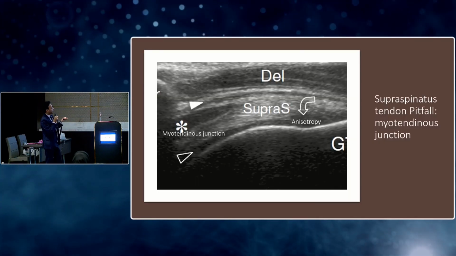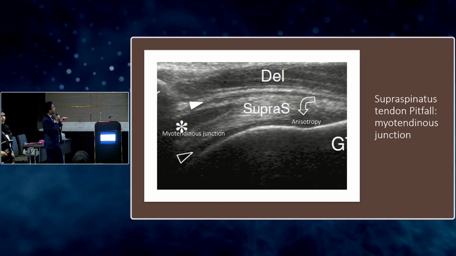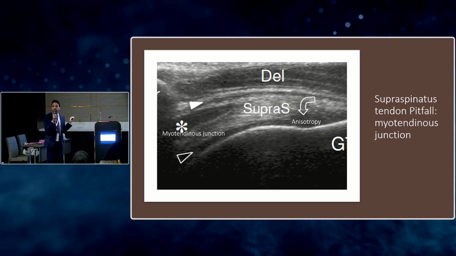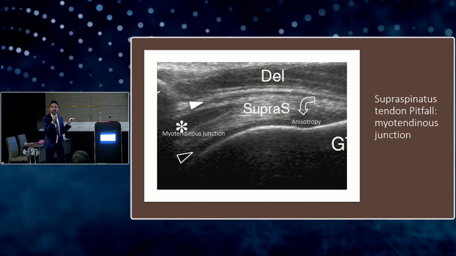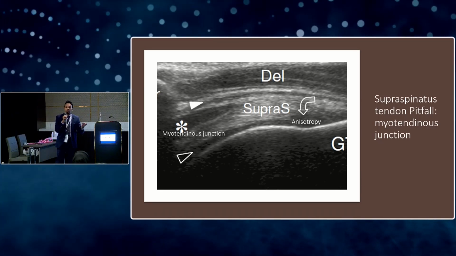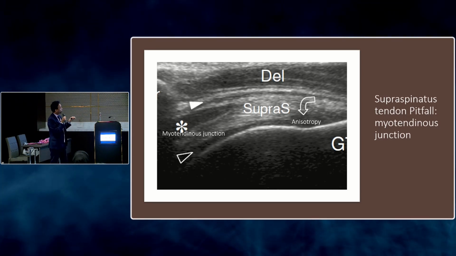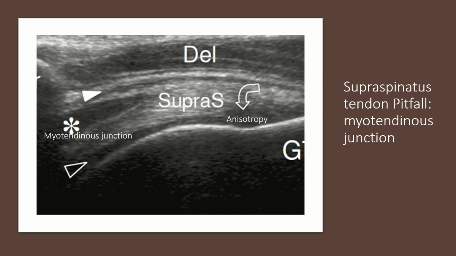This is again the anisotropy, and also there is a myotendinous junction, the same as the subscapularis muscle. So if you see this shape just at the beginning of the supraspinatus, you think of the myotendinous junction. If you see this one, you need to make sure that your probe is parallel. Try to move the probe as much as you can to be parallel to the tendon to make sure it's not a tendon tear.